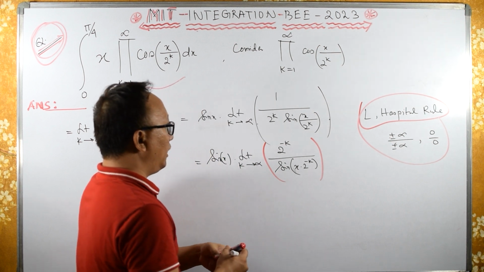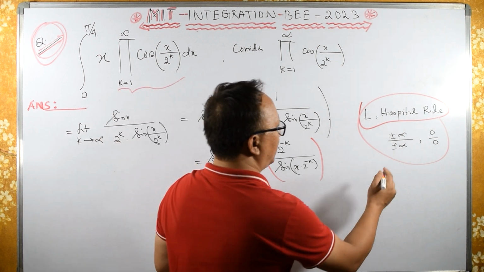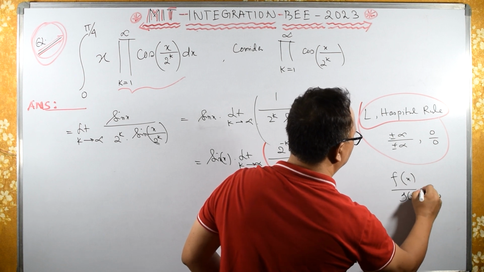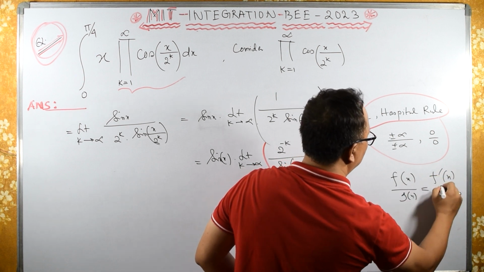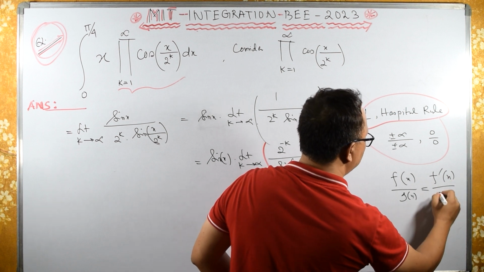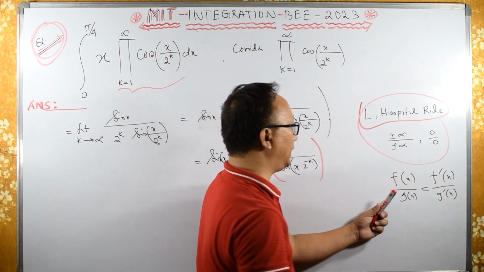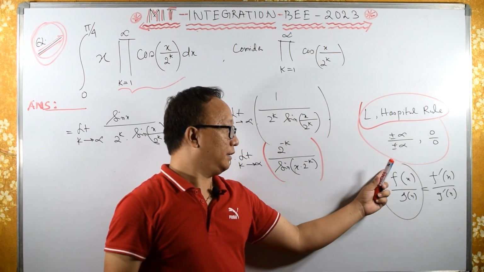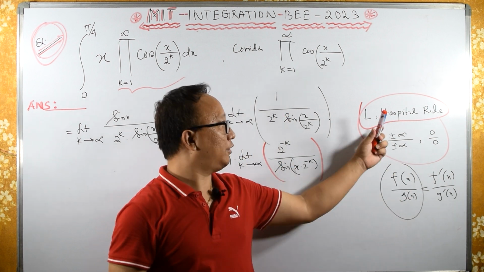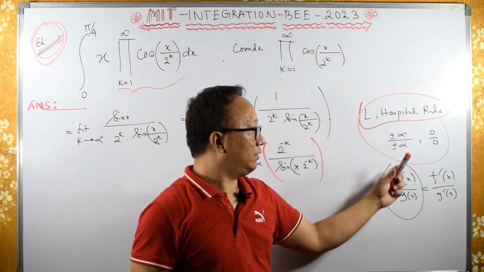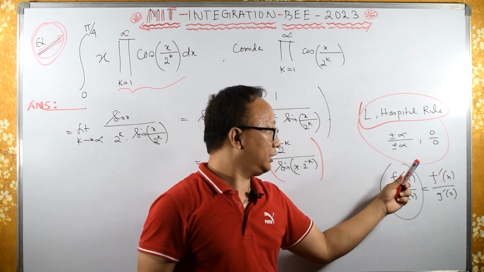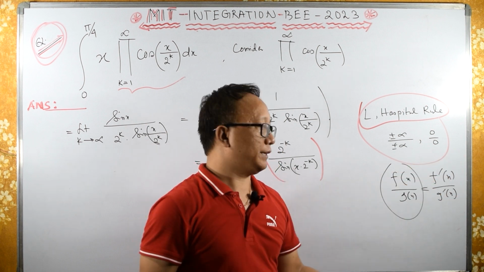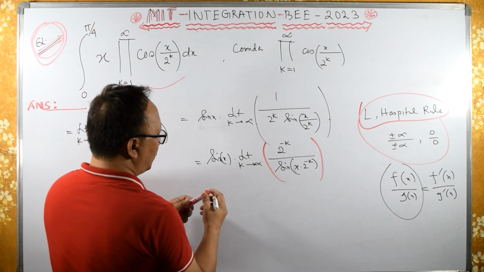So now I can apply L'Hospital rule. L'Hospital rule means we have to differentiate: if it is f of x upon g of x, then we differentiate the numerator separately as well as the denominator separately. Here you cannot use the u by v rule, or quotient rule. For L'Hospital rule, you differentiate the denominator as denominator and the numerator as numerator in a straight way.